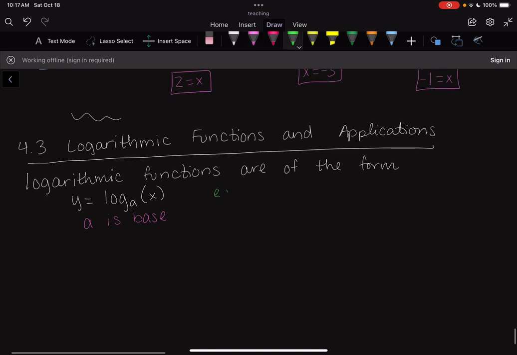Now this is equivalent to the exponential function A to the power of y is equal to x. You'll notice I'm not writing that as y equals. It's because the exponential and the logarithm are inverses of each other. So it's like that x and y has been switched around a bit.